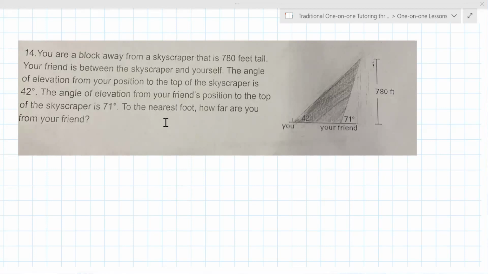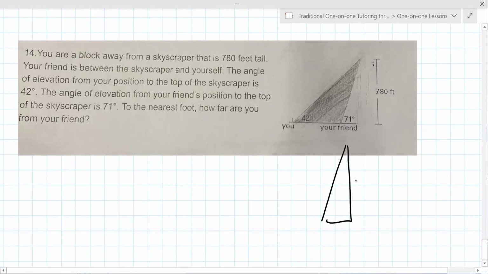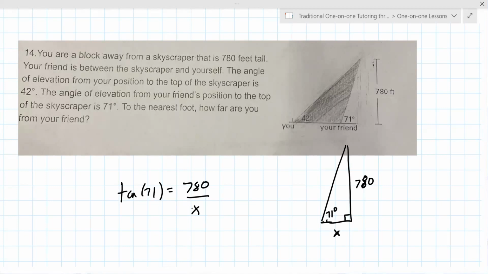Okay, so notice there's really two triangles here. There's this one. So 780 is a leg, and we really want this one here, x. So the tangent of 71 degrees is opposite over adjacent. Okay, so you probably saw this in class. Are you comfortable solving for x here, or do you want any explanation for that? I need a little explanation.